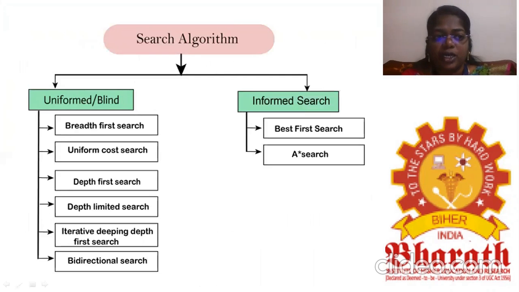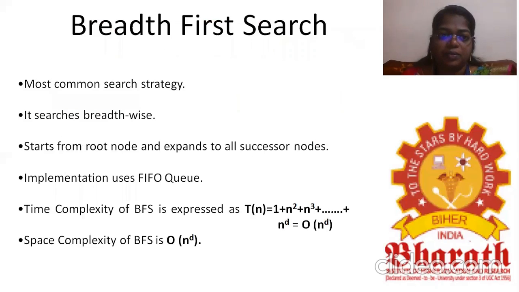So these are the search algorithms. Here we are having a number of algorithms under uninformed and informed searches. Under uninformed search, we are having breadth first search algorithm, uniform cost search, depth first search, depth limited search, iterative deepening depth first search, bidirectional search. And under informed search algorithm, we are having best first search and A-star search. Today, we are going to see about breadth first search and depth first search in this session.